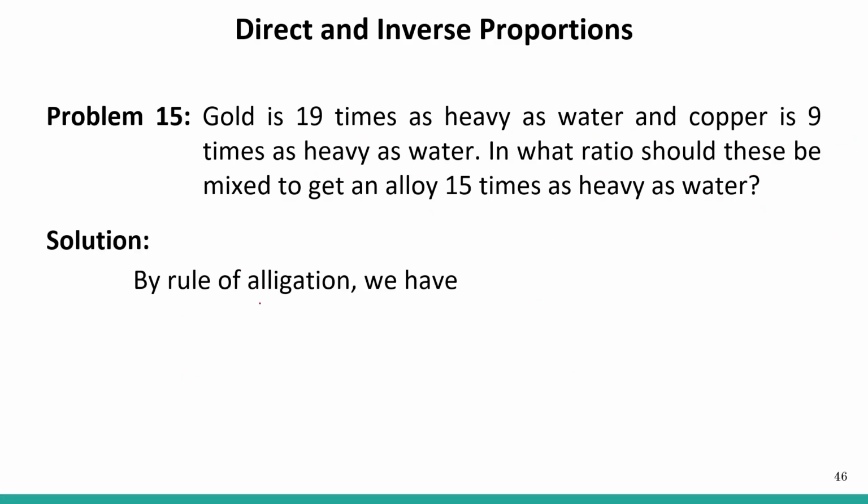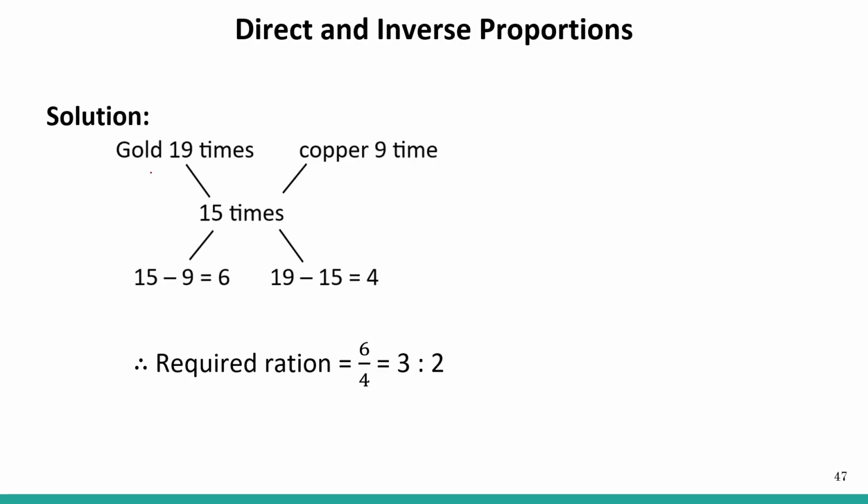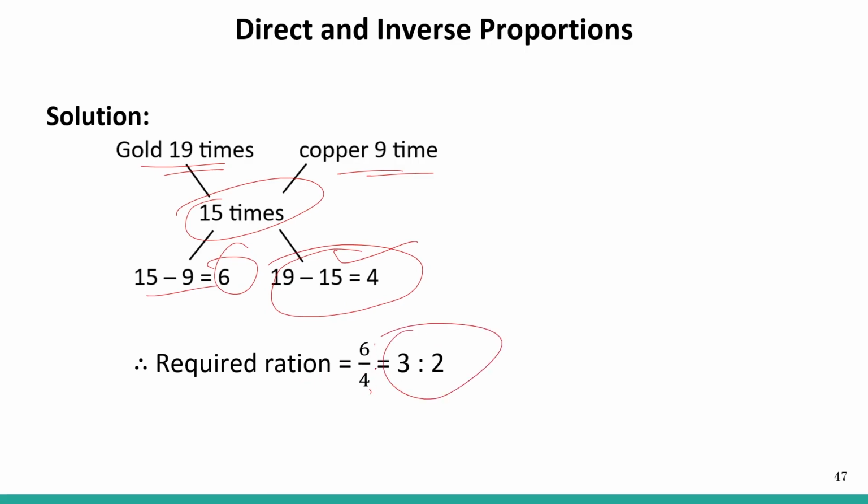So by the rule of alligation, gold is 19 times, copper is 9 times, and the mixture is 15 times. So 15 minus 9 is equal to 6, and 19 minus 15 is equal to 4. So the required ratio is 6 is to 4, which is the simplified version of 3 is to 2.